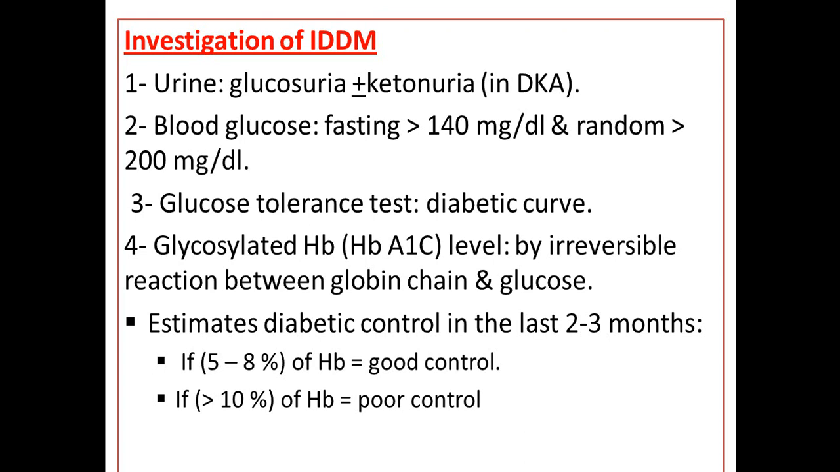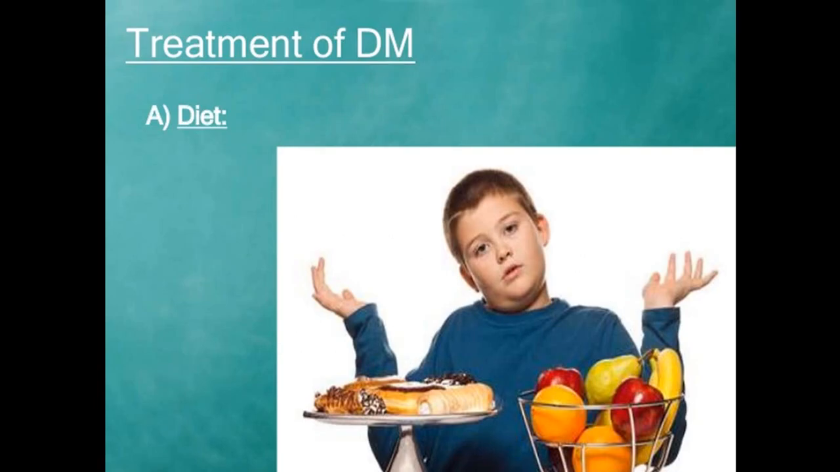Glycosylated hemoglobin level, hemoglobin A1C, is a reversible reaction between the globin chain and glucose. It will be high, and it is used for diabetic control over the last 2 to 3 months. If it is between 5 to 8% of hemoglobin, it is good control. From 8 to 10, it is fair control. But if it is more than 10% of hemoglobin, it is poor control.